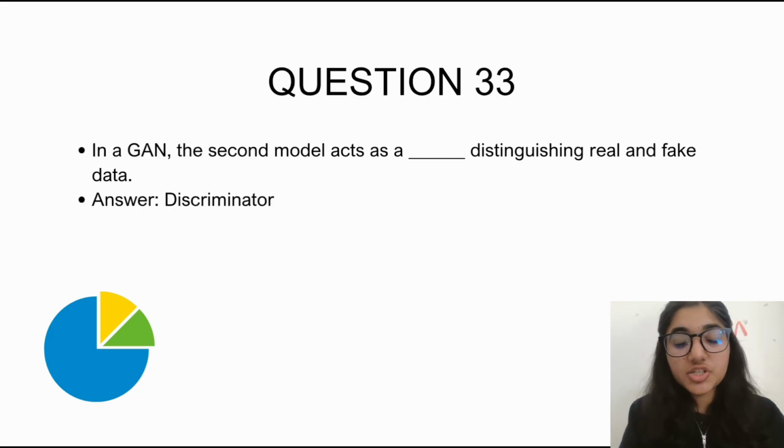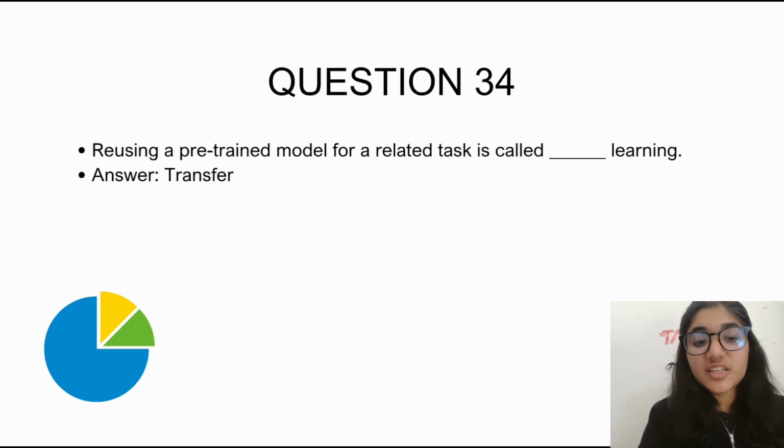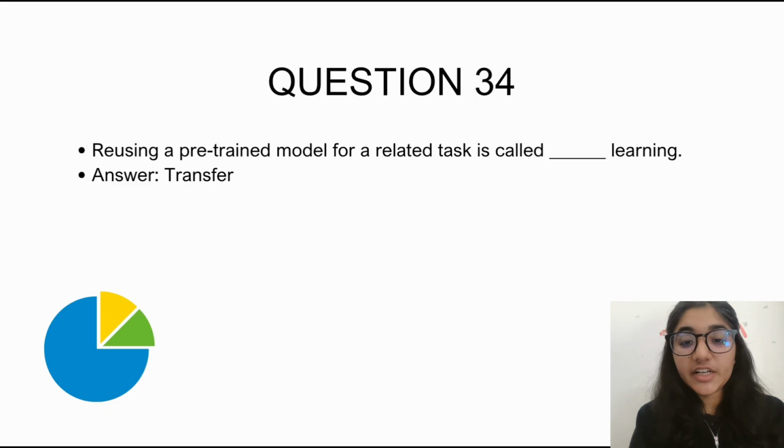Then the 33rd question is, in a GAN, the second model acts as a dash distinguishing real and fake data. So the answer is discriminator. Then the 34th question is, reusing a pre-trained model for a related task is called dash learning. So the answer is transfer learning.